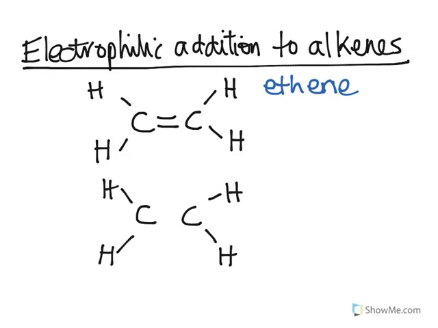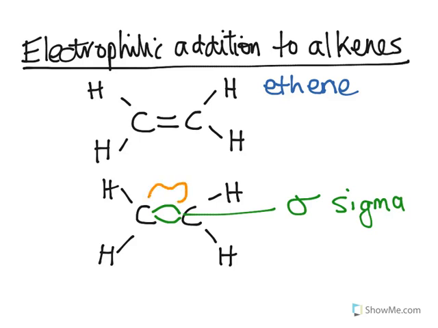So first of all, to understand how they behave, let's look at the carbon-carbon double bond, and this of course is made of two different types of bonds. The first bond, the single bond, we call a sigma bond, occupying the space between the two atoms. And then we have the second bond making up the double bond, which occupies a space above and below the sigma bond. This is the pi bond, the second part of the double bond.